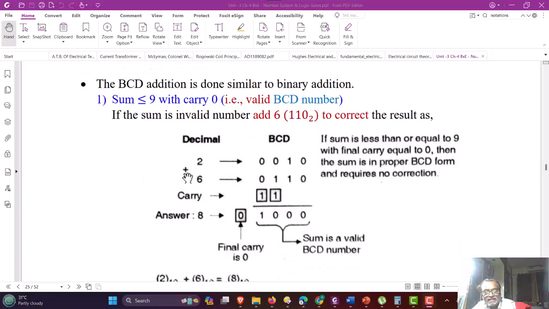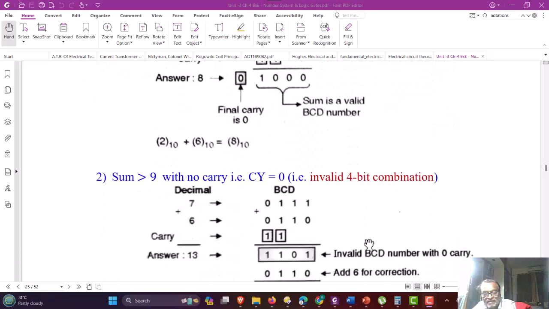Let us see. The first number is 2 and the second number is 6 in decimal. The equivalent BCD number for 2 from the table is 0010, and for 6 it is 0110. Do the column by column binary addition. The result is 1000, which corresponds to the digit 8 in decimal, and it is a valid sum. It is less than 9 and therefore carry is not generated. So carry is 0 and sum is less than 9, so the number is already in valid BCD form.